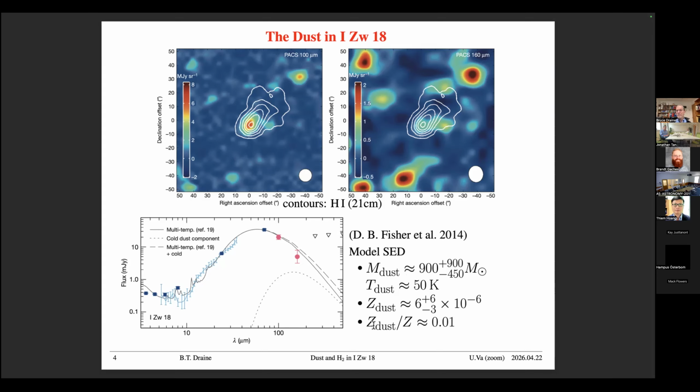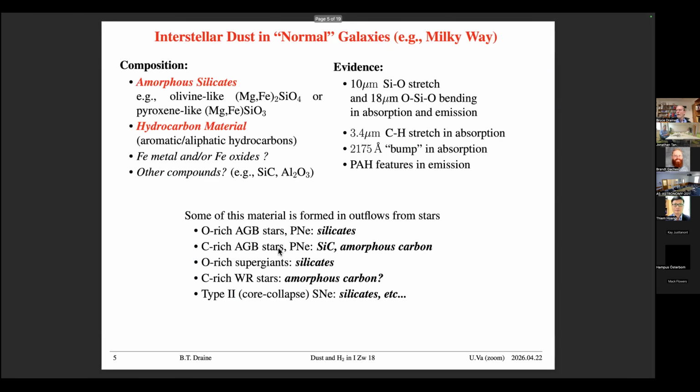So what dust mass fraction of the heavy elements is that? Z dust over Z solar is, instead of being the value of a half that we would have in the Milky Way, only about 1%. So this galaxy doesn't have very many of its heavy elements in dust, at least according to this estimate of the dust mass.